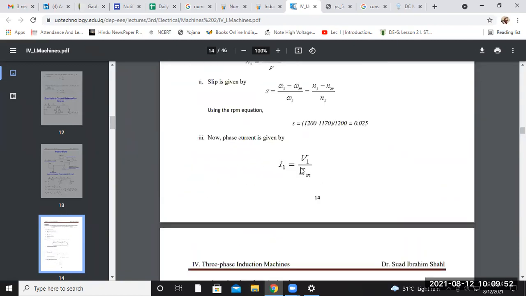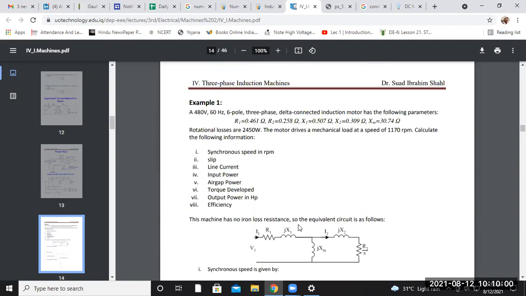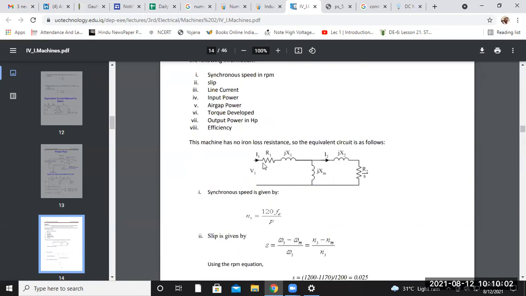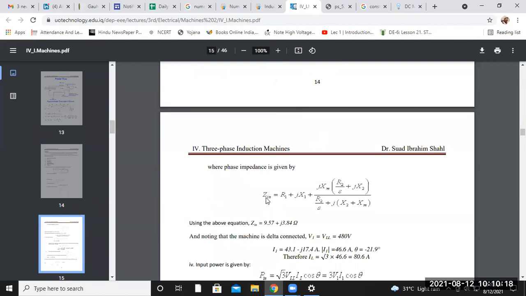Then there is the line current. For the line current, as we know, the phase current is given by V1 divided by ZIN. This is the Z input format. We have to find the value of phase current I1. So for that, first we have to find the value of Z1, or you can say ZIN. You have the value of R1 and X1. From there, by using the impedance triangle law, you can easily find the value of ZIN. So by using that concept, ZIN equal to R1 plus jX1.